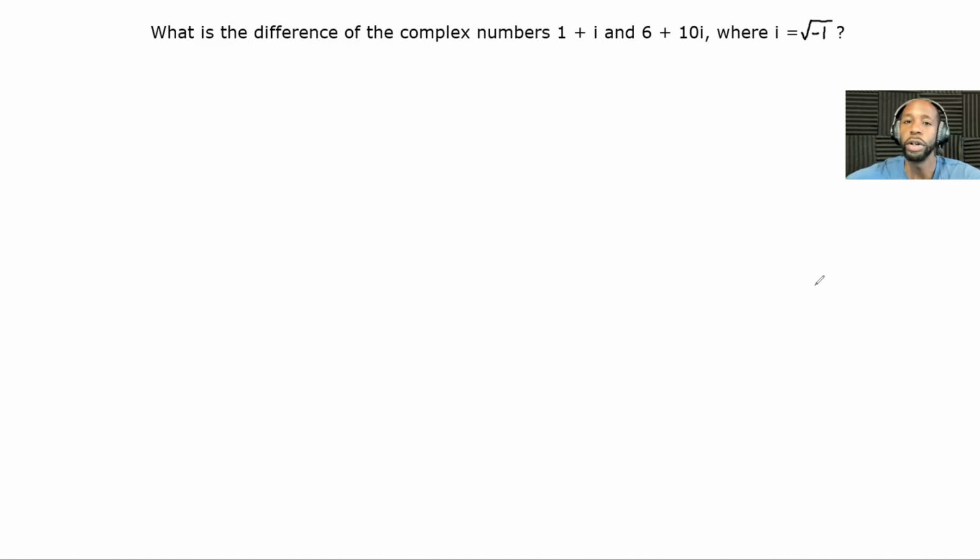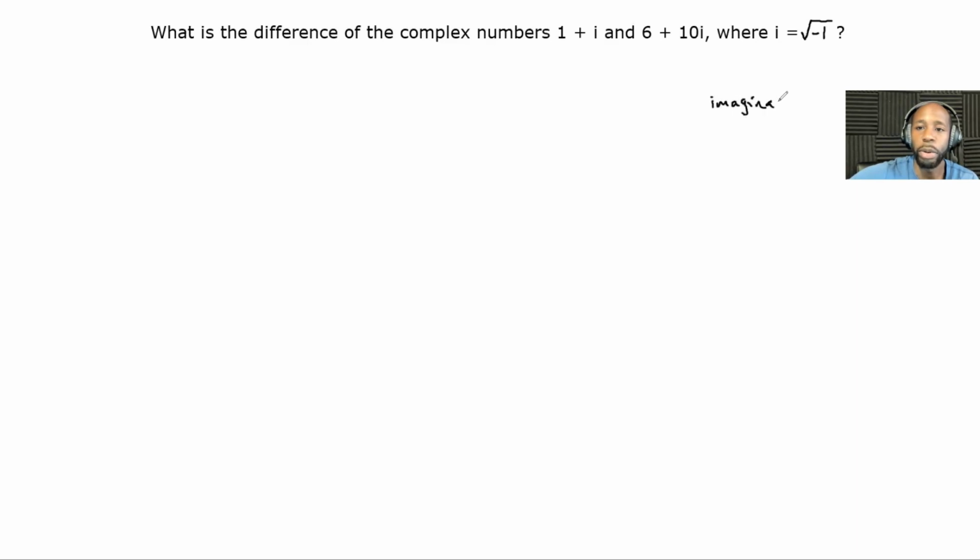All right. So this says, what is the difference of the complex numbers 1 plus i and 6 plus 10i, where i is equal to the square root of -1? Now, if you remember anything about this i stuff, this i refers to imaginary numbers.